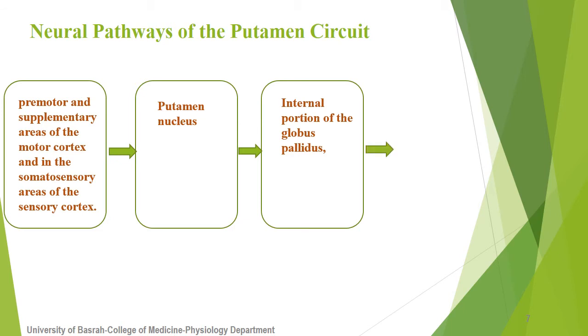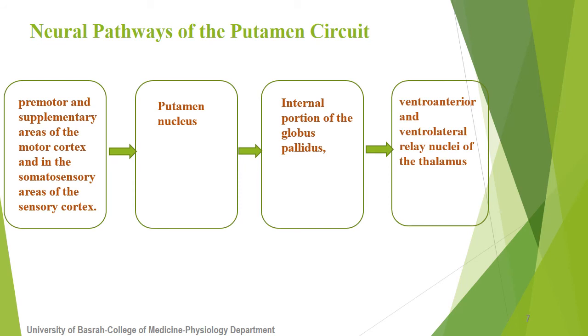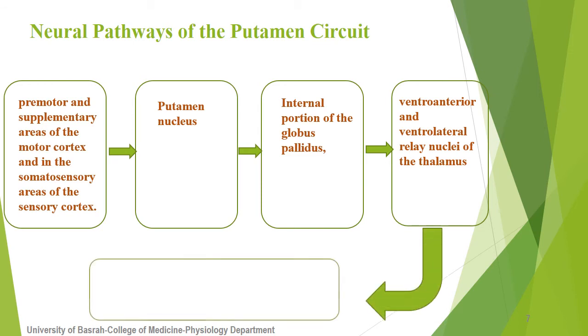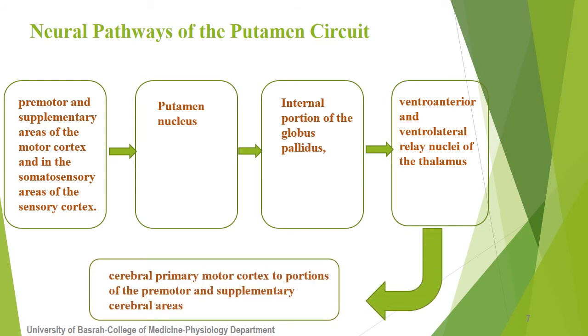Thereafter, it will pass to a very important part in the connection of the circuit, which is the thalamus, especially to the ventroanterior and ventrolateral nuclei or parts of the thalamus. And this circuit will end again in the motor cortex. So the circuit started in the motor cortex and ended in the motor cortex, especially in the premotor and supplementary cerebral areas. This is the first circuit.